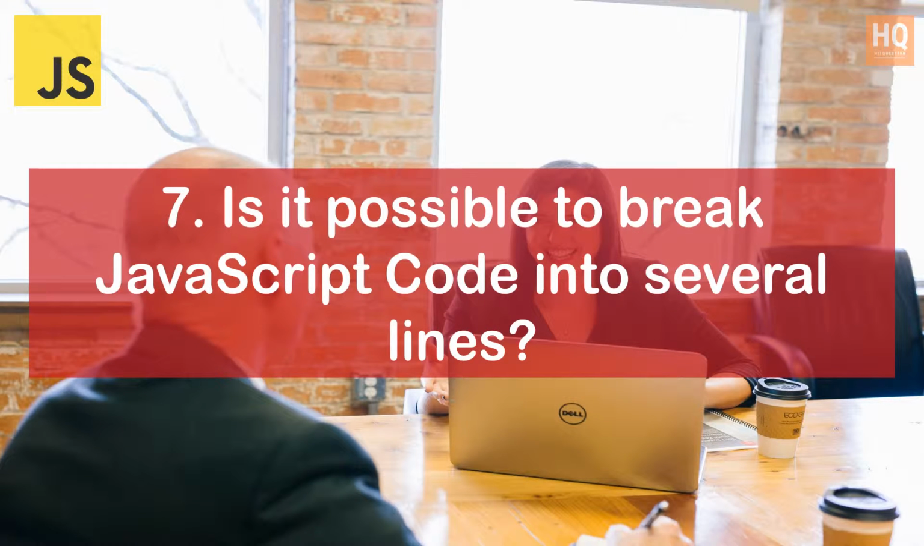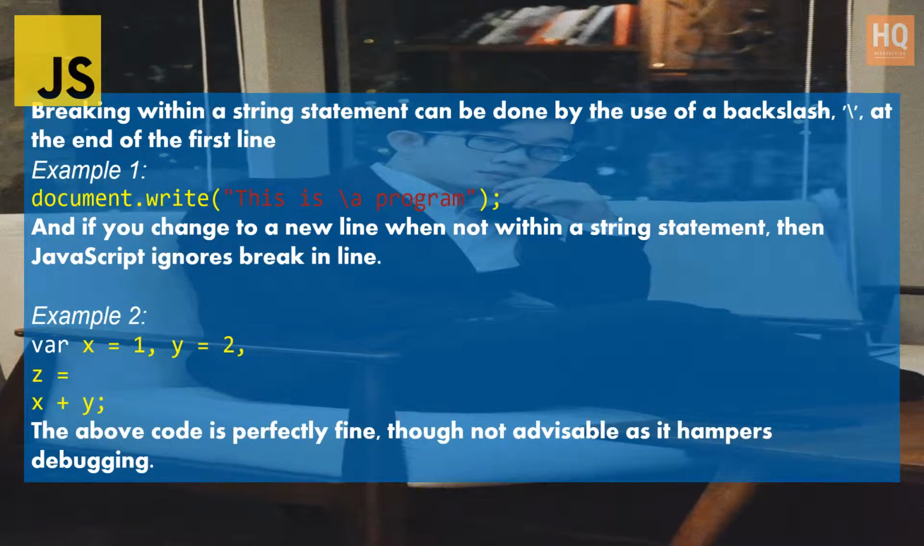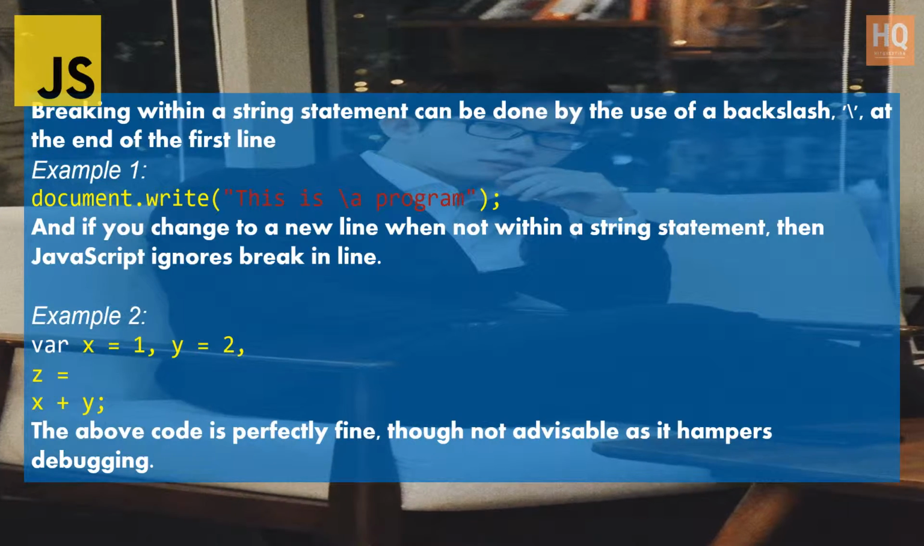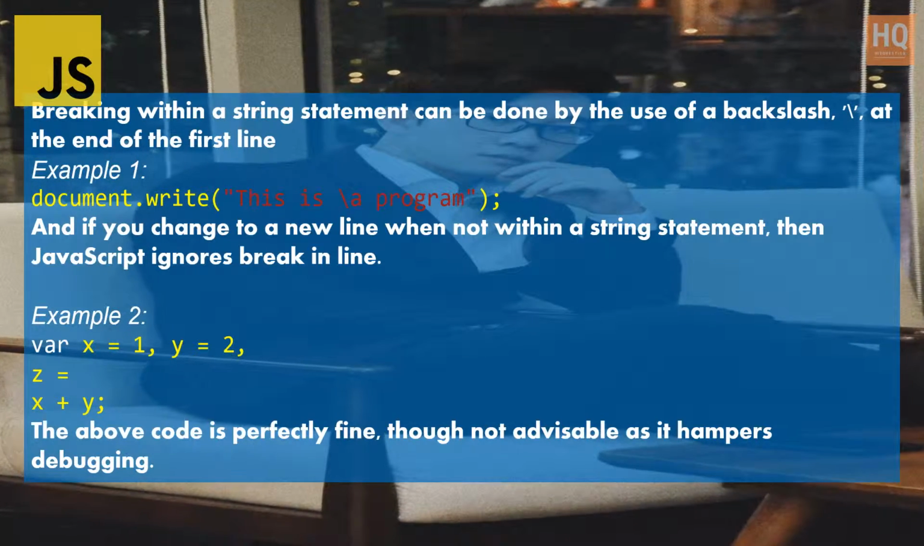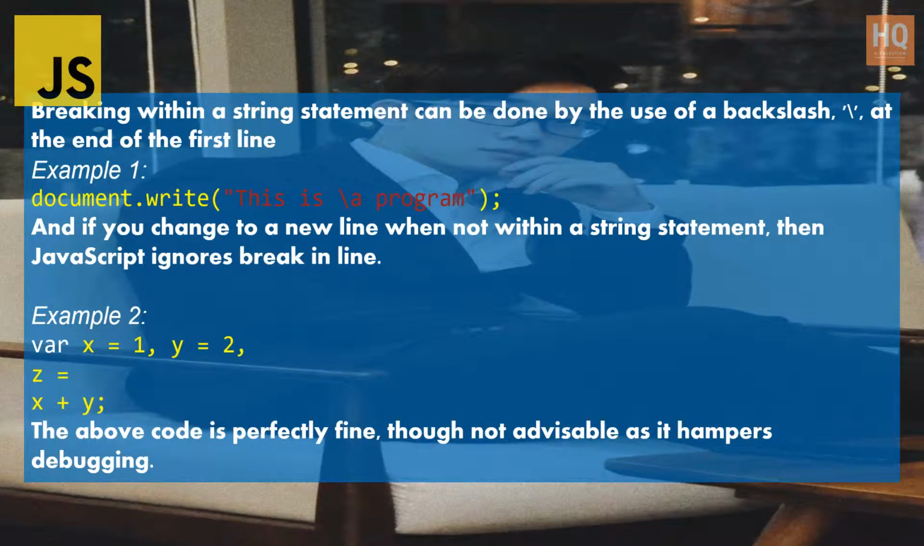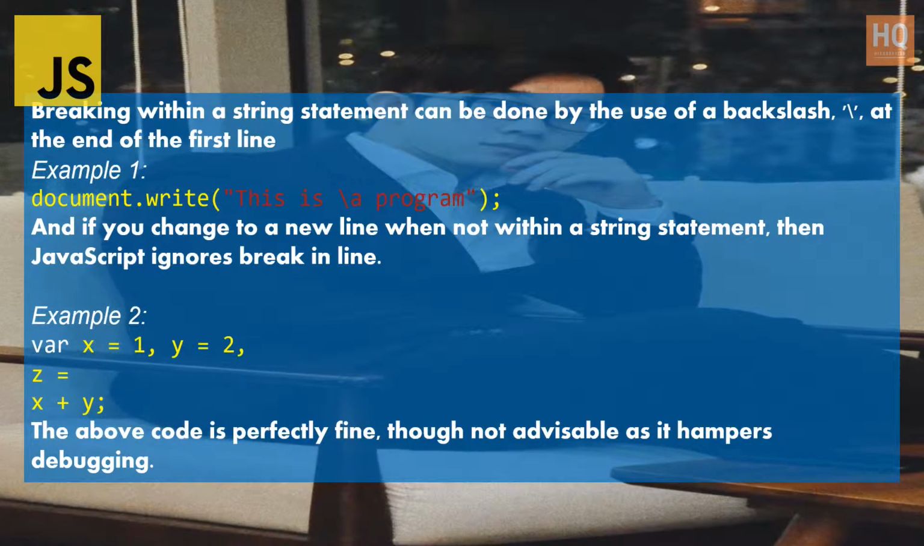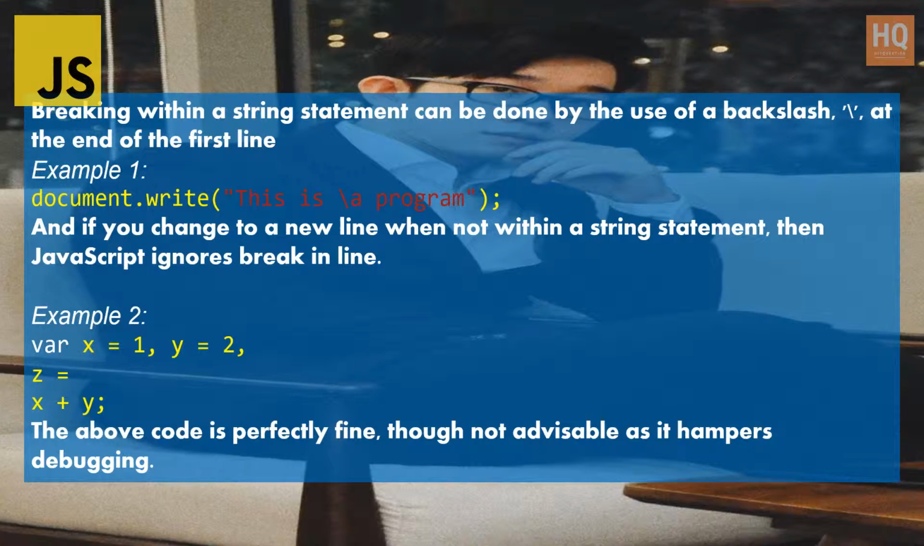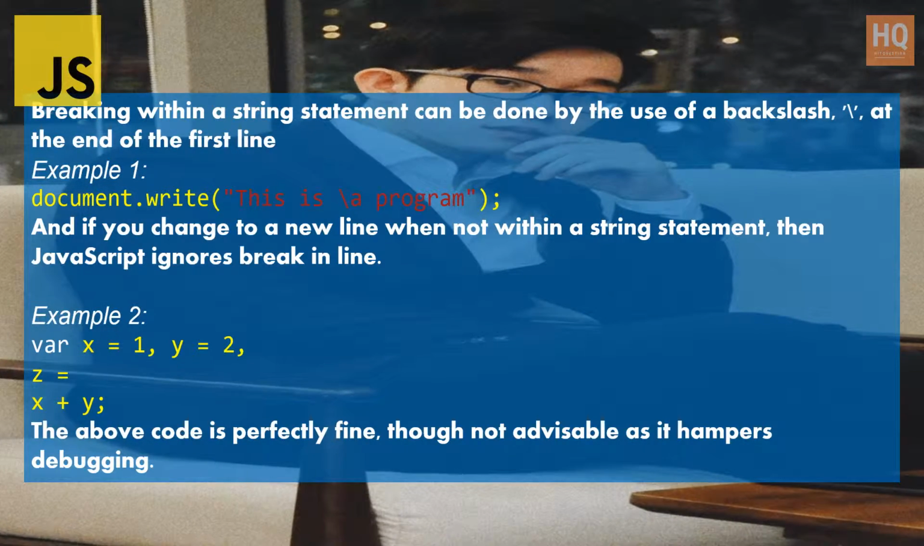Is it possible to break JavaScript code into several lines? Breaking within a string statement can be done by the use of a backslash at the end of the first line, as shown in example 1 here. And if you change to a new line when not within a string statement, then JavaScript ignores the break in line, as shown in example 2 here. This example code is perfectly fine, though not advisable as it hampers debugging.